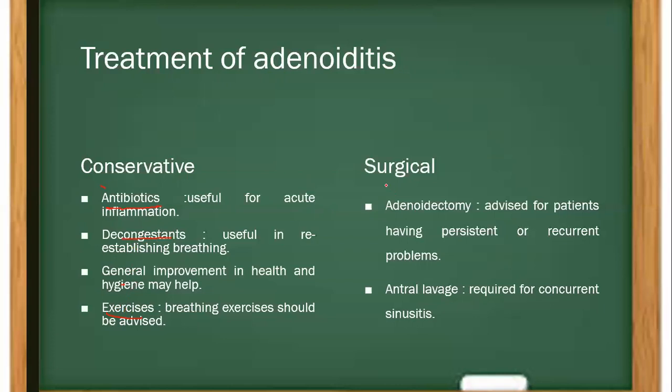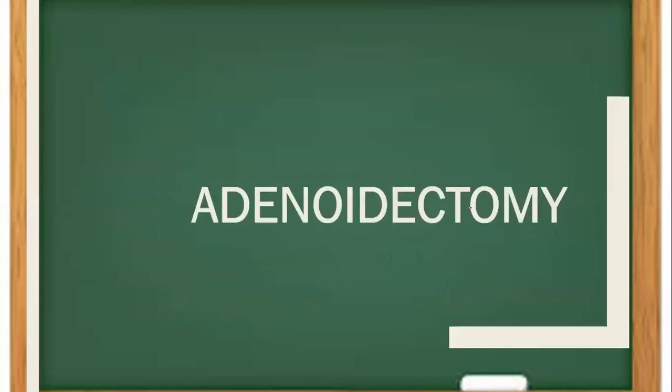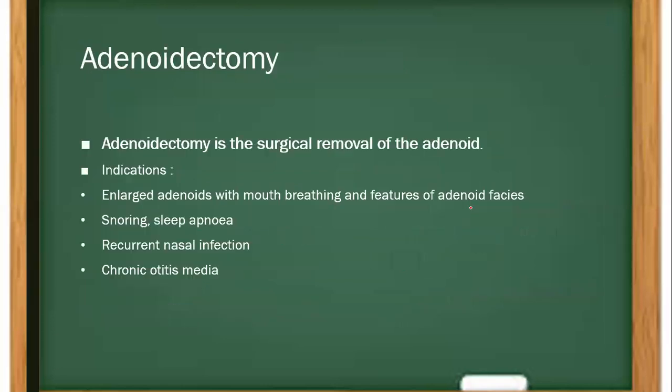The surgical management, if the condition is not getting better through this conservative management, we can manage with surgical therapies like adenoidectomy, which is advised for patients who have persistent or recurrent problems. Continuous ആയിട്ട് പേഷ്യന്റിന് പ്രോബ്ലംസ് ഉണ്ടെങ്കിൽ നമുക്ക് adenoidectomy നമുക്ക് ചെയ്യാം. Or antral lavage is required for concurrent sinusitis. Then adenoidectomy.